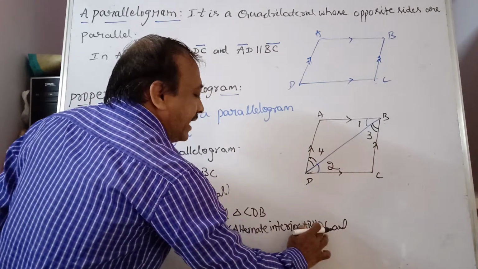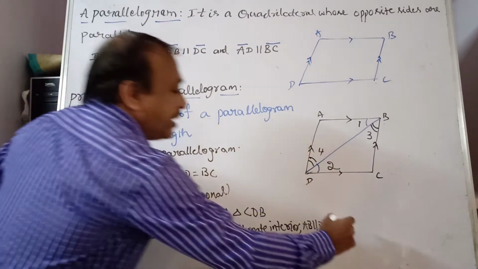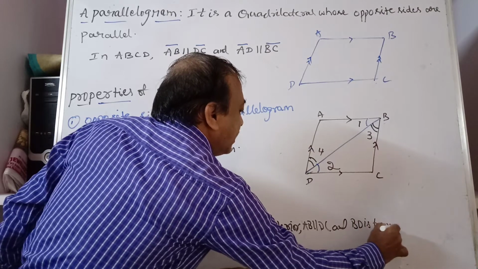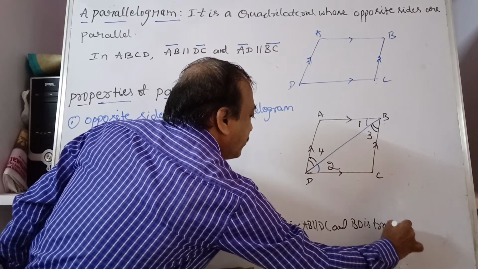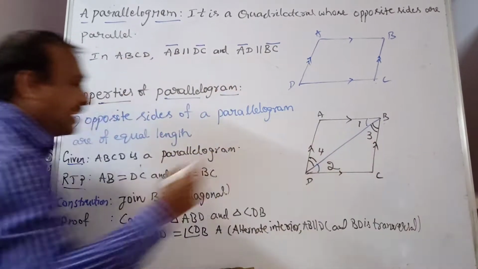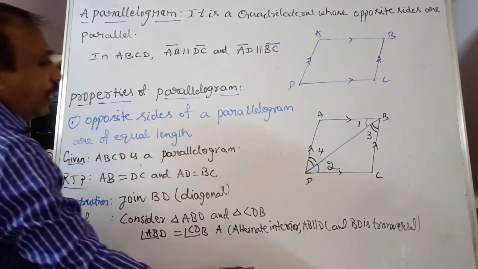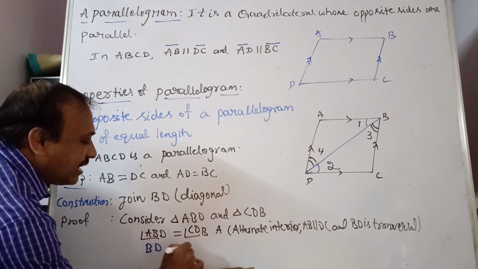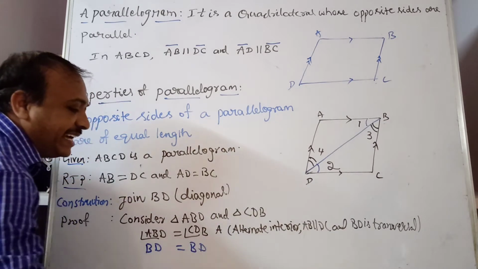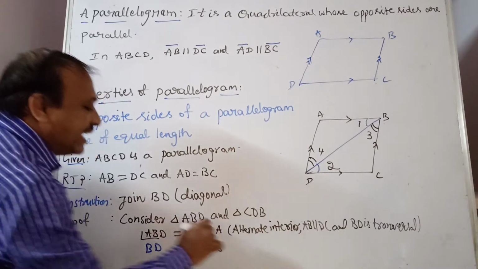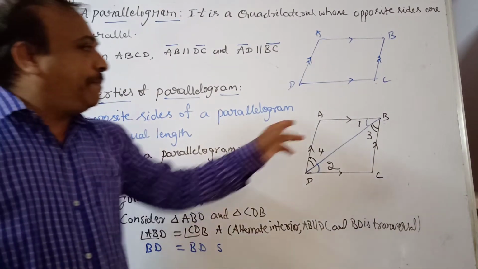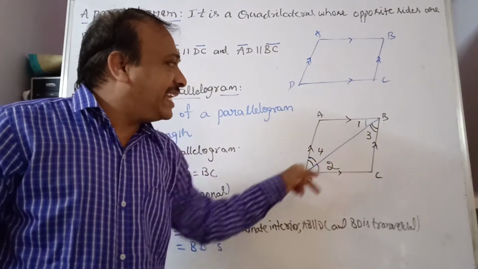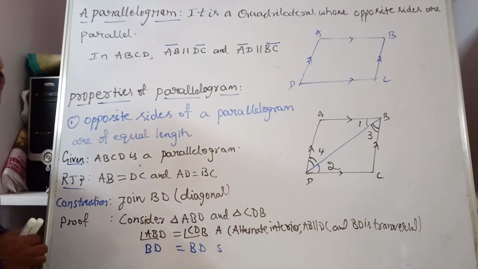and BD is transversal. Next. Now side BD is equal to BD. This is the side common for both the triangles. Observe it. Side in triangle ABD and triangle CDB, side BD is common in both.